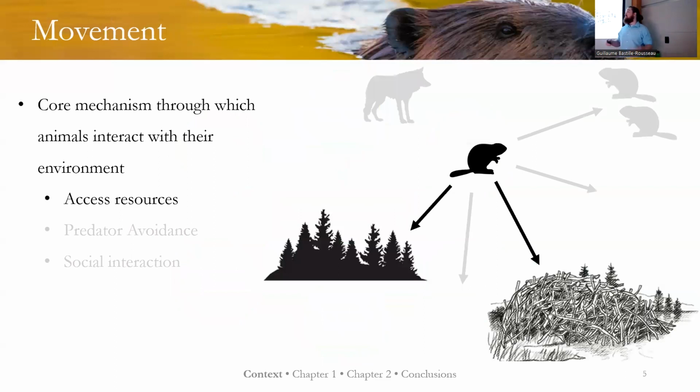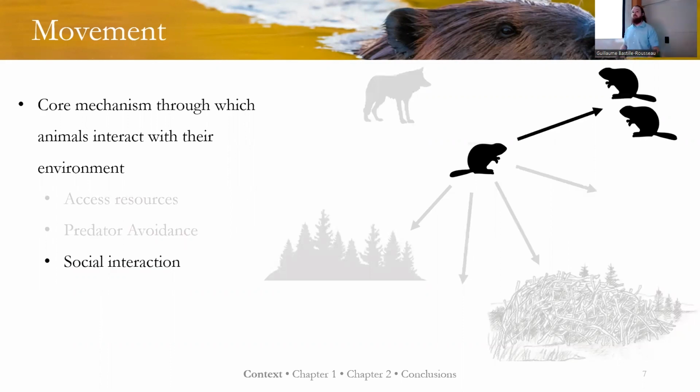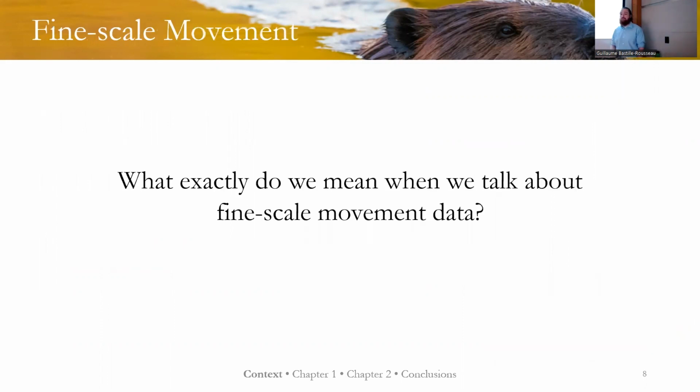And so getting in more specifically to movement, this is really the fundamental behavior that organisms have to interact with their environment around them. This might be how an individual is accessing resources like forage or shelter. This is also how they'll engage in risk or predator avoidance by just moving away from that risk. And this is also how animals will engage in any type of social interaction, whether that's positive or negative.